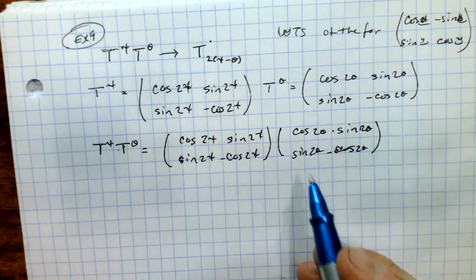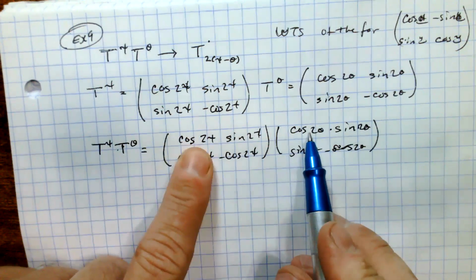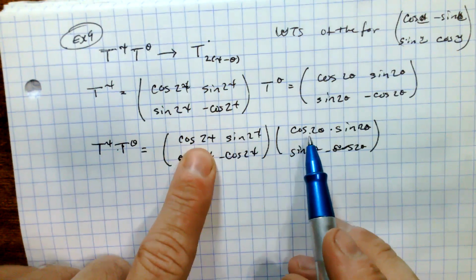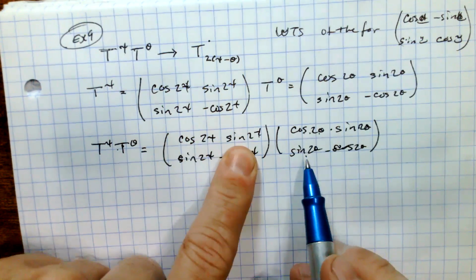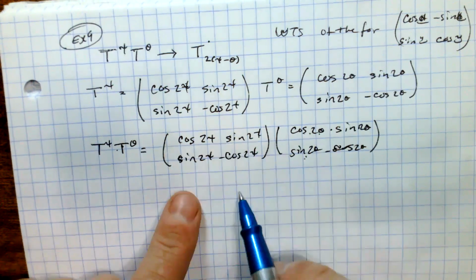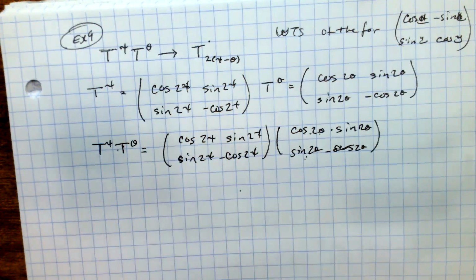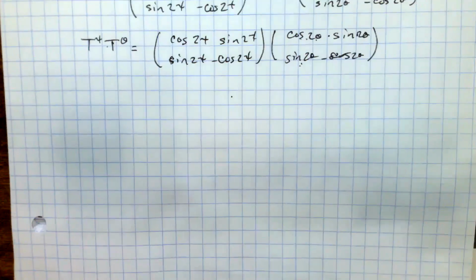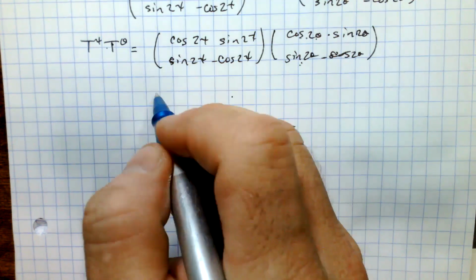Okay. Multiplying these matrices out, you're going to get cosine 2 psi cosine 2 theta plus sine 2 psi sine 2 theta, and that would be the first element. Okay. So I just kind of give you an idea. I'm going to go ahead and write out each of the elements real quick, and I won't say anything here, so you can see where they're each coming from.